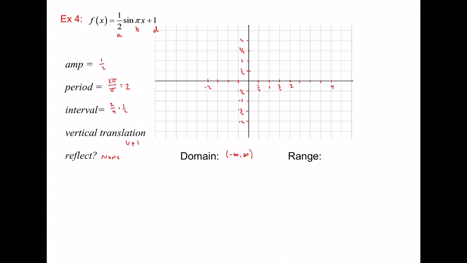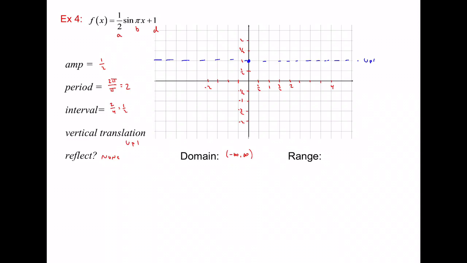It starts in the middle, goes to the max. We don't have a reflection, so it's still going to do that same thing. The one thing that we have to pay attention to is that it does get shifted up 1 unit. So let me make sure I write that correctly. So it's up 1 unit. So this is kind of my new starting point. Where we originally start in the middle of the graph, which is at 0, 0, now the middle of the graph is at 0, 1.